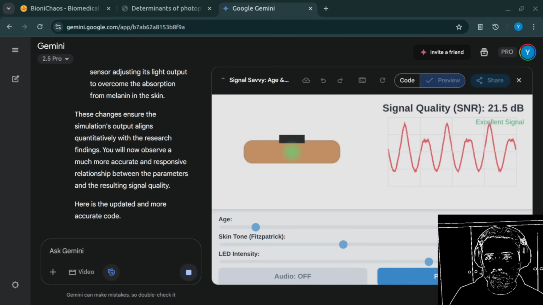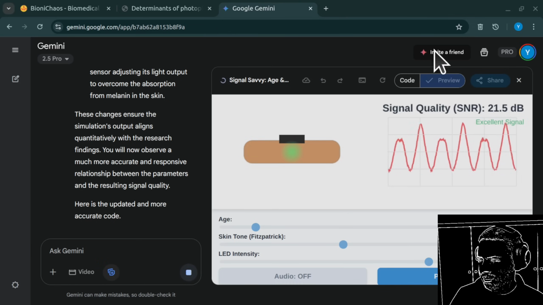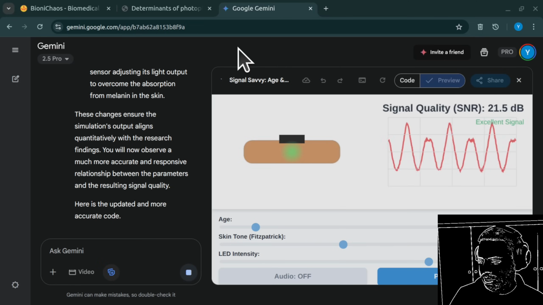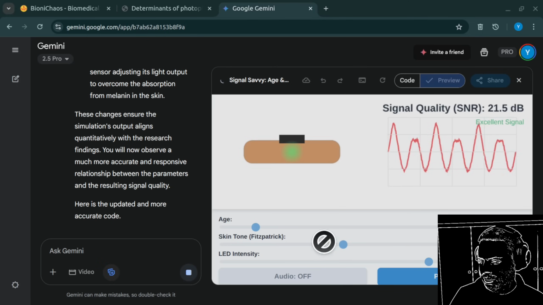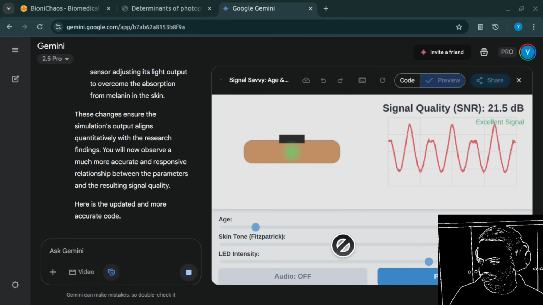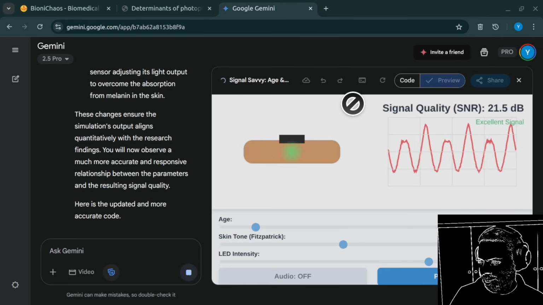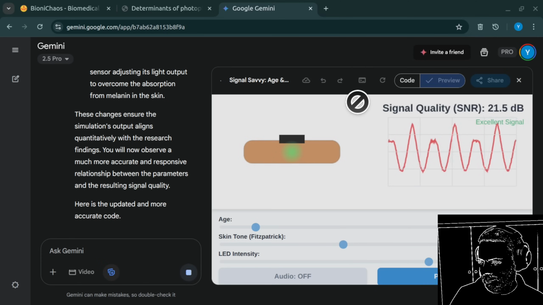The developer is also working on adjusting the LED intensity slider to account for the absorption of light by melanin in the skin, as described in the paper. They are fine-tuning the relationship between the skin tone, LED intensity, and the resulting SNR values to ensure a much more accurate and responsive representation of the research findings in the simulation's output.